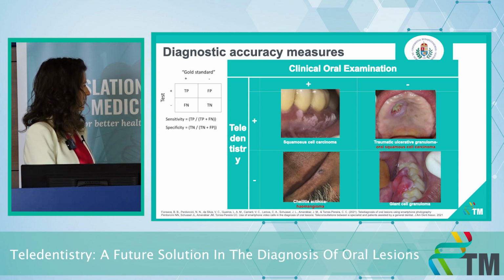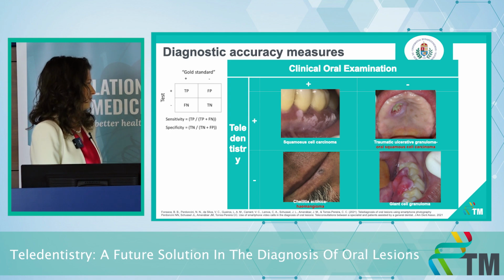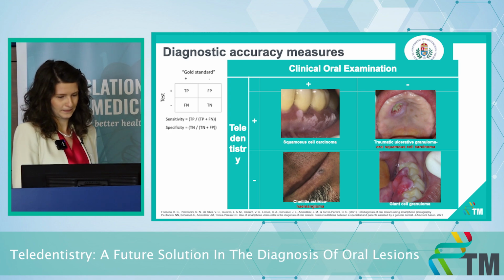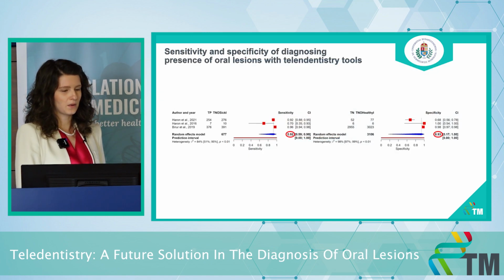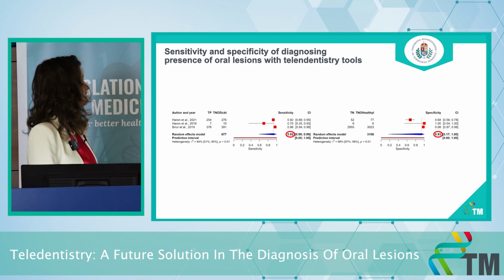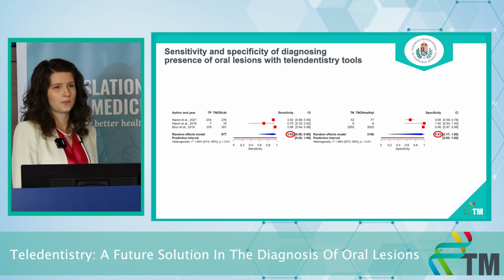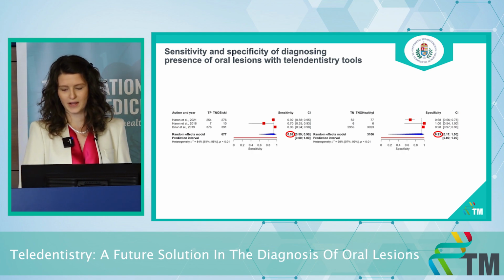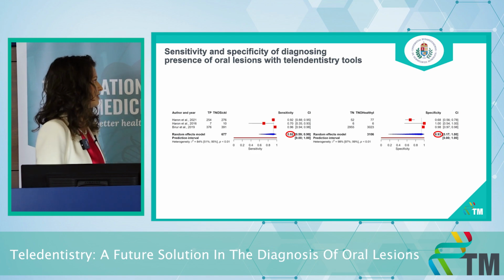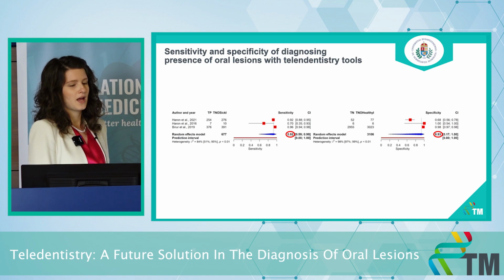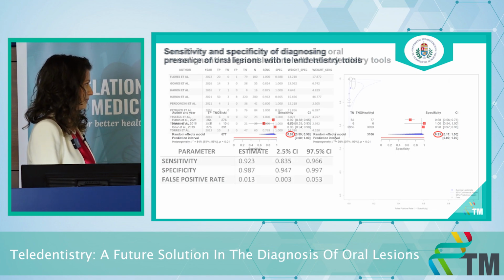And I would like to emphasize that the false negative rate was the main outcome that we wanted to decrease. So our first outcome is about the diagnosis of presence of the oral lesions with teledentistry tools. With a sensitivity of 0.92 and specificity of 0.93, we can conclude that with teledentistry tools, we are able to diagnose the presence of oral lesions.